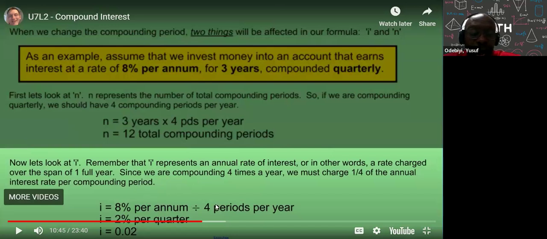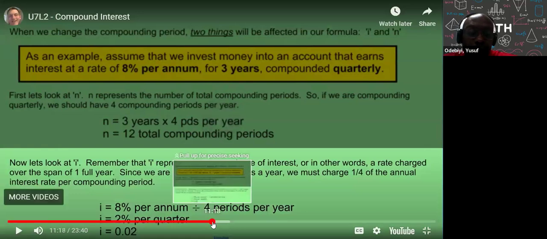So if it's compounding quarterly, I'm going to divide my interest rate by 4 periods. And then my interest now would be 2% per compounding period, or we can say per quarter. That will be my new interest rate. I represents your annual rate of interest, or how much you're going to charge over the entire year. But because we're compounding quarterly, it's not fair to take our annual rate of interest, 8%. Okay, I'm going to fast forward a little bit.